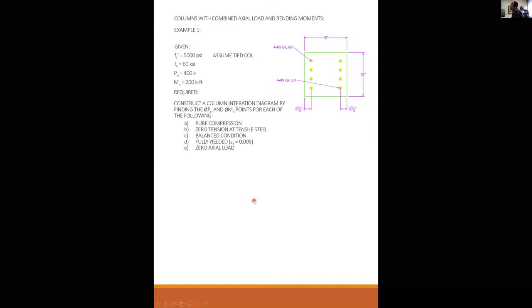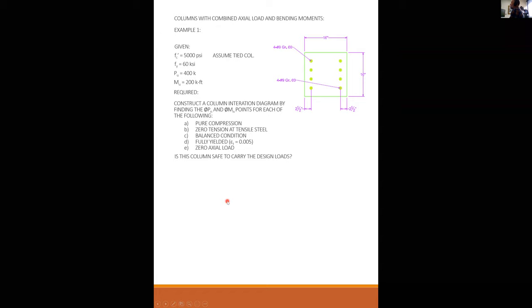Now, these points are what I would consider a minimum of five different points to frame out that interaction diagram. When we actually do this in the real world with computer-aided design, it'll calculate hundreds of different points. These are just five convenient points, like zero tension. You'll see how that makes it easier to figure out what the conditions are. But anyway, these are our five minimum points to frame out the interaction diagram.